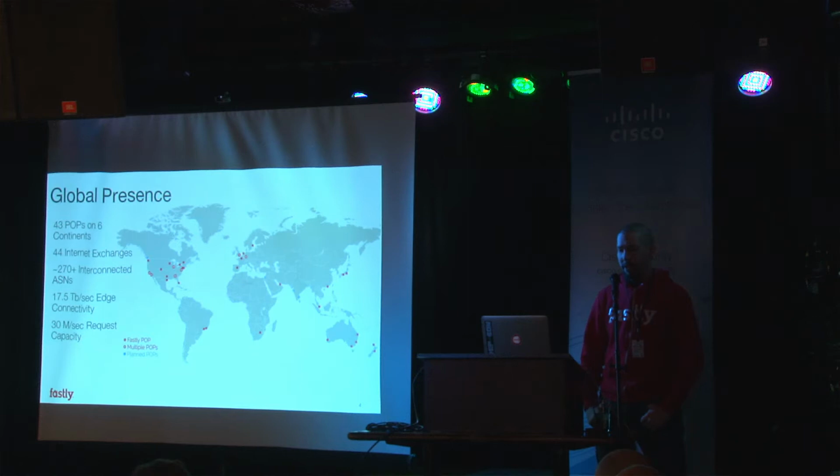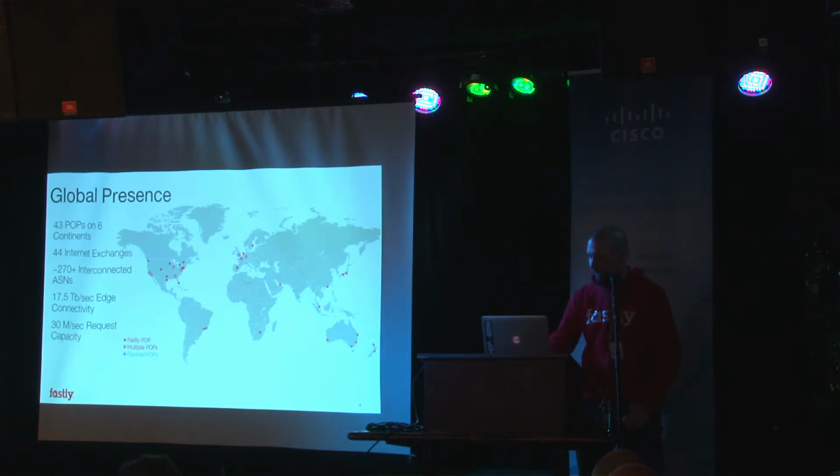We have around 270 direct peering relationships with various organizations to optimize routing. Currently, our capacity is that we can move about 17.5 terabits a second globally, and we can do up to about 30 million requests per second. You can go on our site and we show what the current loading is. It's usually anywhere from 6 to 7 million requests per second. During election night, I think it shot up to about 11 or 12 million requests per second. So we do things fast, hence the name Fastly.